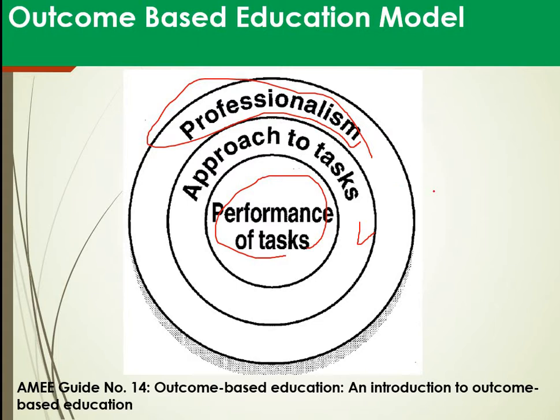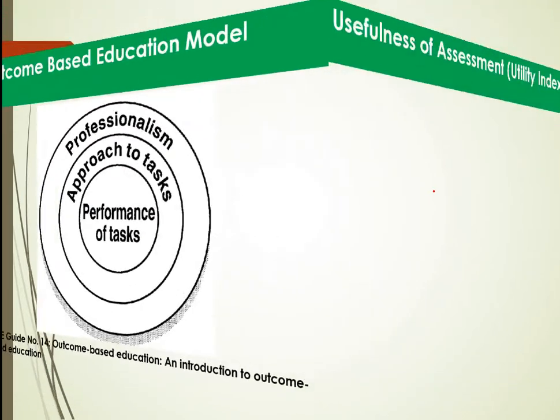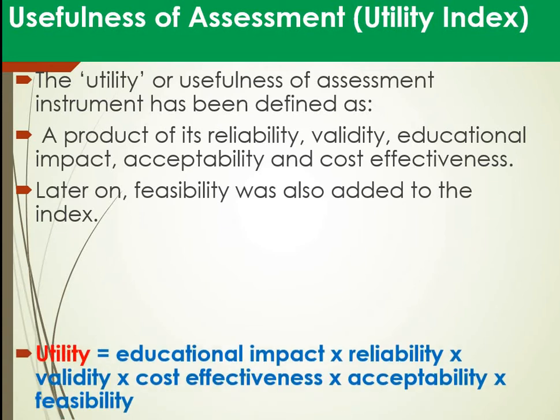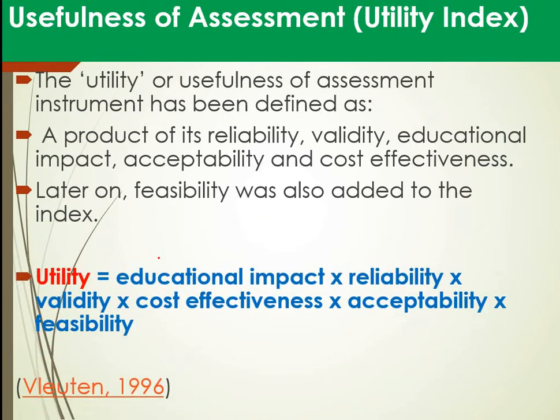I'm not going to discuss professionalism in detail. You can go and Google it and find the key attributes of professionalism. Thus, what is important? Important is that Van der Vleuten says that utility is equal to the educational impact multiplied by reliability multiplied by validity and the cost effectiveness of an assessment plan, multiplied by the acceptability and feasibility.